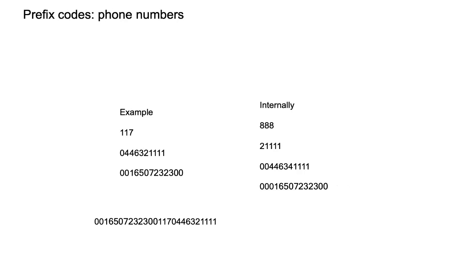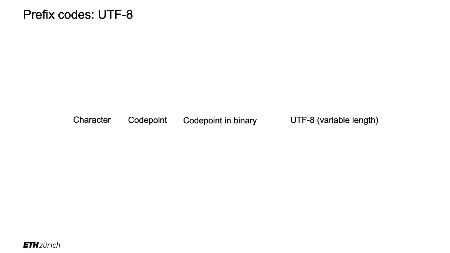So you see that I wouldn't need to tell you where it starts and when it stops, because if you read it from left to right, because of the way that phone numbers work, you know exactly when they stop. That's just an example, but basically we want to simulate the same thing, right? With prefix codes. It turns out that there is a very good example that actually works, that's UTF-8.